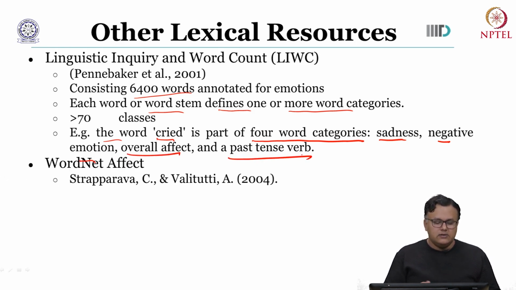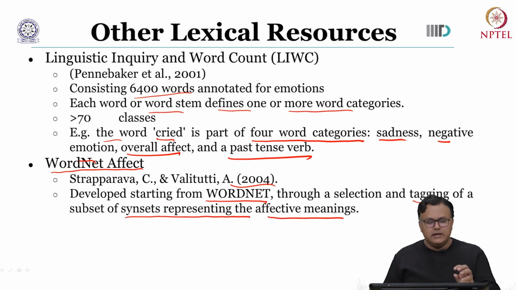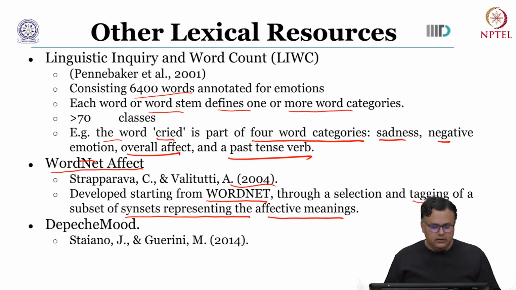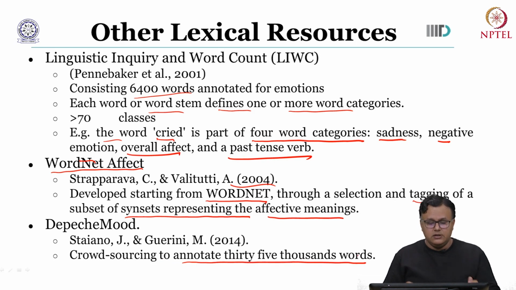Now another one is, friends, WordNet Affect, proposed in 2004. In this case, it was developed from WordNet through a selection and tagging of a subset of synsets representing the affect meaning. So it's a subset of the WordNet dataset. Then there is the DepecheMood, which was proposed in 2014, and this one again is based on crowdsourcing to annotate 35,000 words. So this is a bit larger resource as compared to the earlier ones.